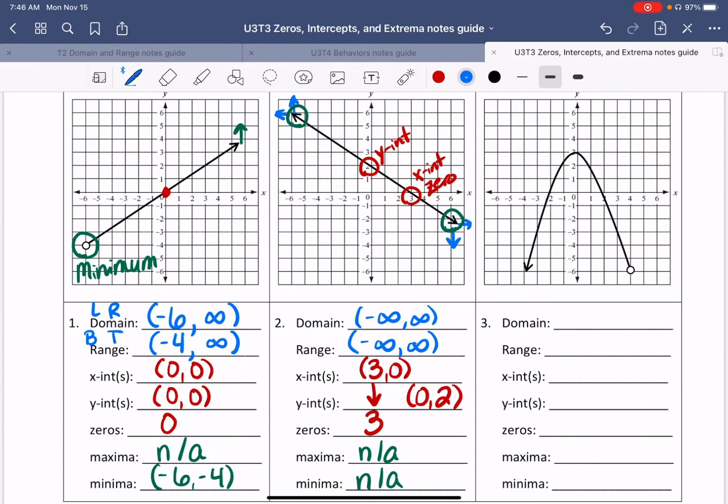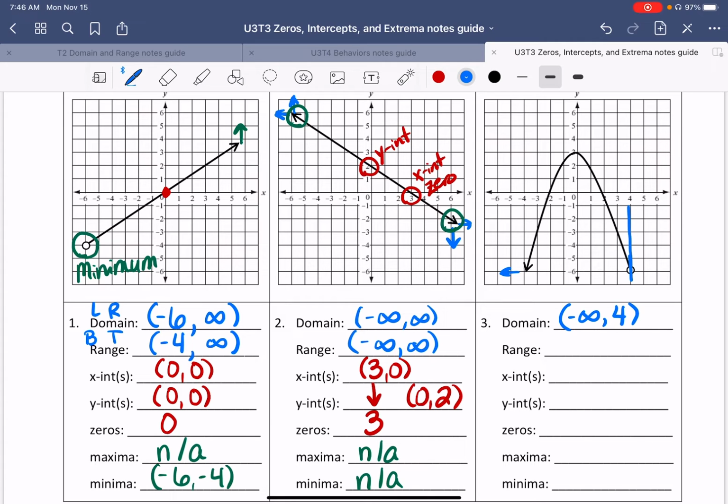All right, domain. Well, it's going forever left, but it has a stopping point here on the right-hand side. So we're going from negative infinity to positive 4, and then it stops. Open circle, so round parenthesis.